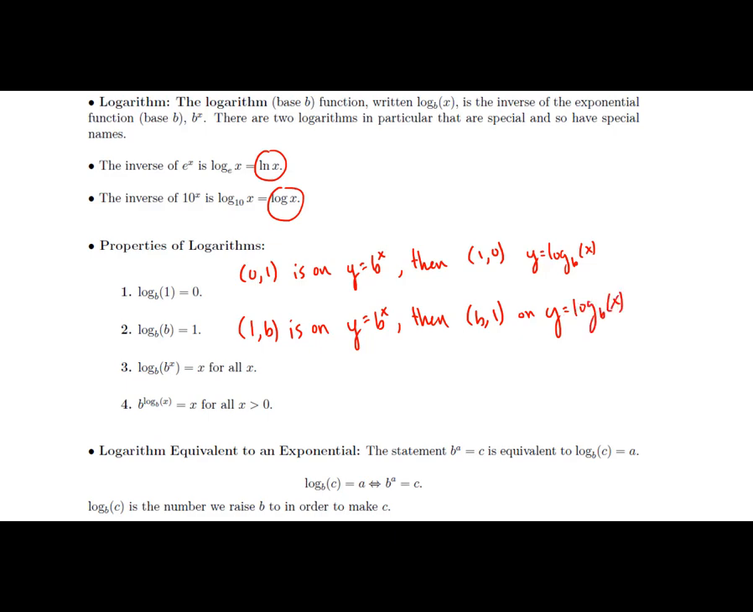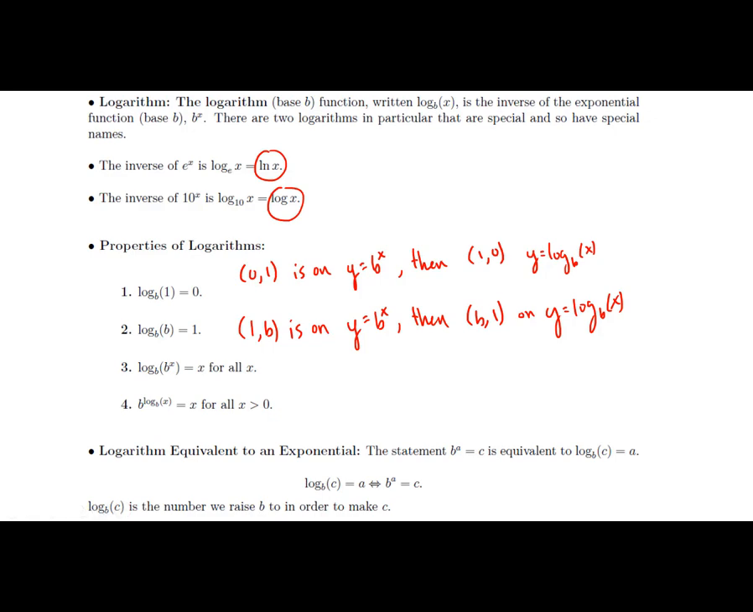So if I put a b in for x, then the y should be 1. Okay, that's what property number 2 says. And then properties 3 and 4 are just that inverse function property, right? If I compose an inverse with the original function, I should get x back again. And if I do the composition in the other direction, I should also get x back again.